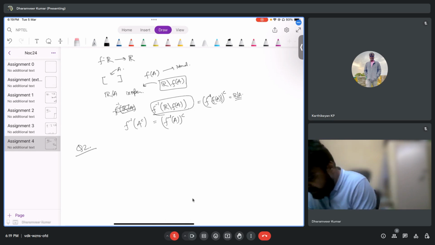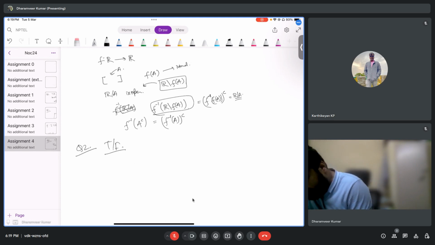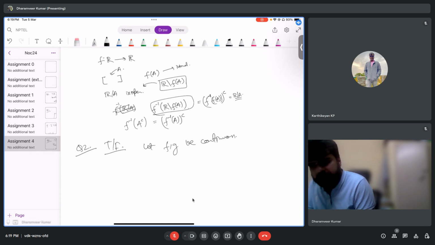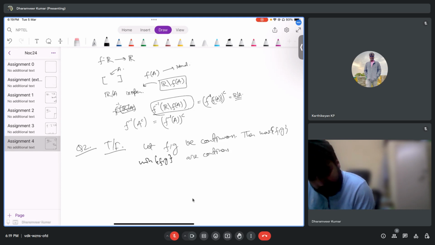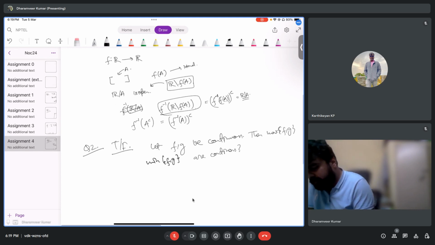Okay, so again there is a true false question. Let f and g be continuous. We have done something like this before. Whenever you have something like max of f, g and min of f, g, are these continuous? Okay, so we have done something like this.